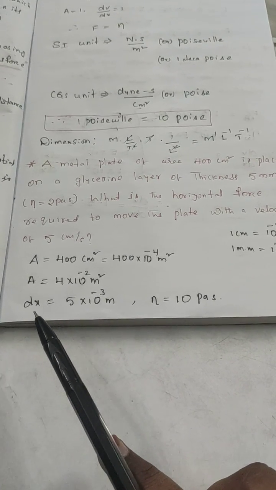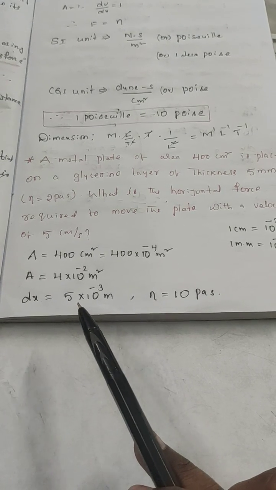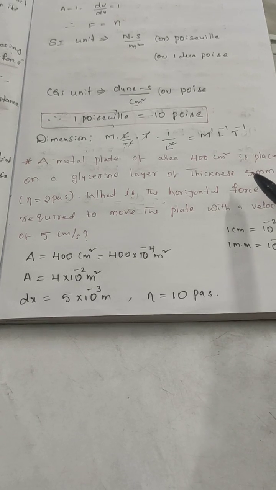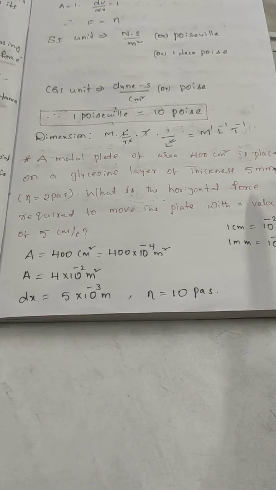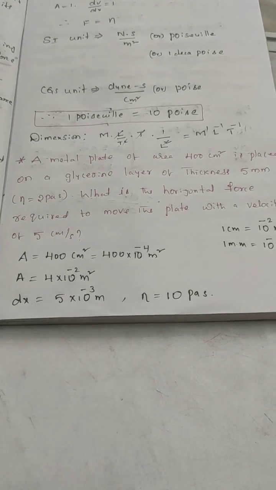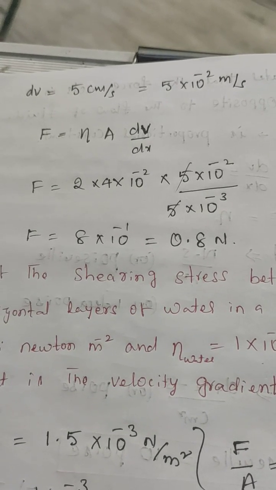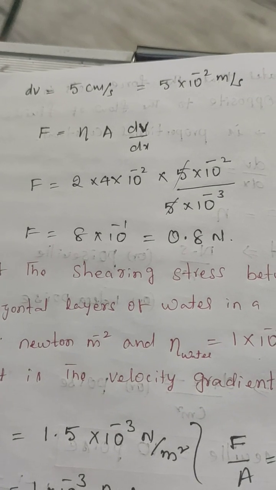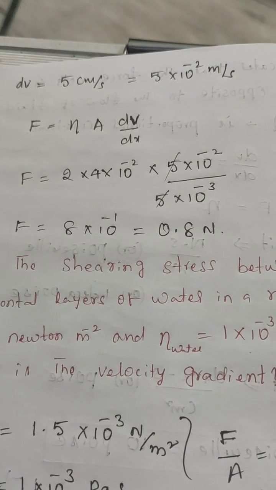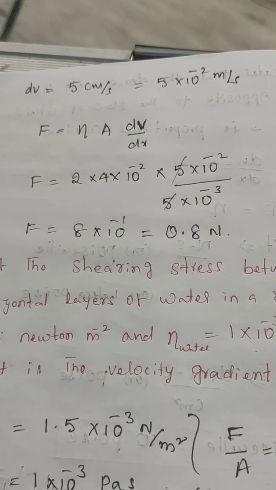dx is 5 into 10 to the power of minus 3 meter, since 5 millimeter is given in the question. Eta is 2 Pascal second. dV is 5 centimeter per second. After converting to meters, 5 into 10 to the power of minus 2 meter per second.